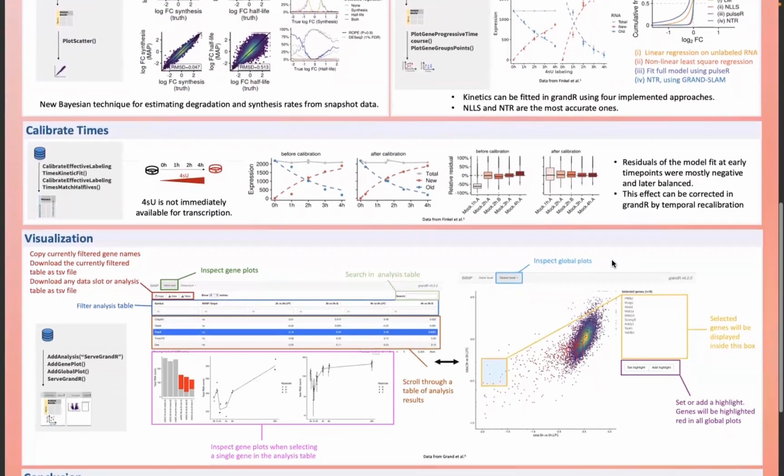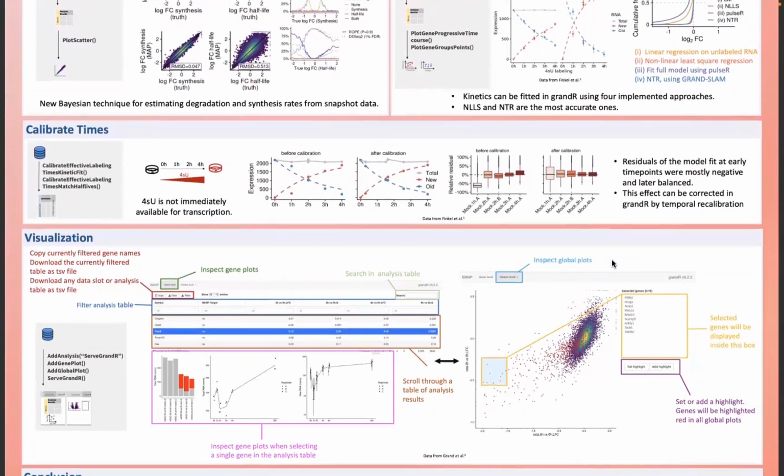It's also important to note that 4SU is not immediately available for transcription. It first needs to be transported and preprocessed. So, for example, for the 1 hour time point, effective labeling could, for example, be only half an hour because in the first half hour of labeling, there was not enough 4SU to effectively label. And we actually see this in data.